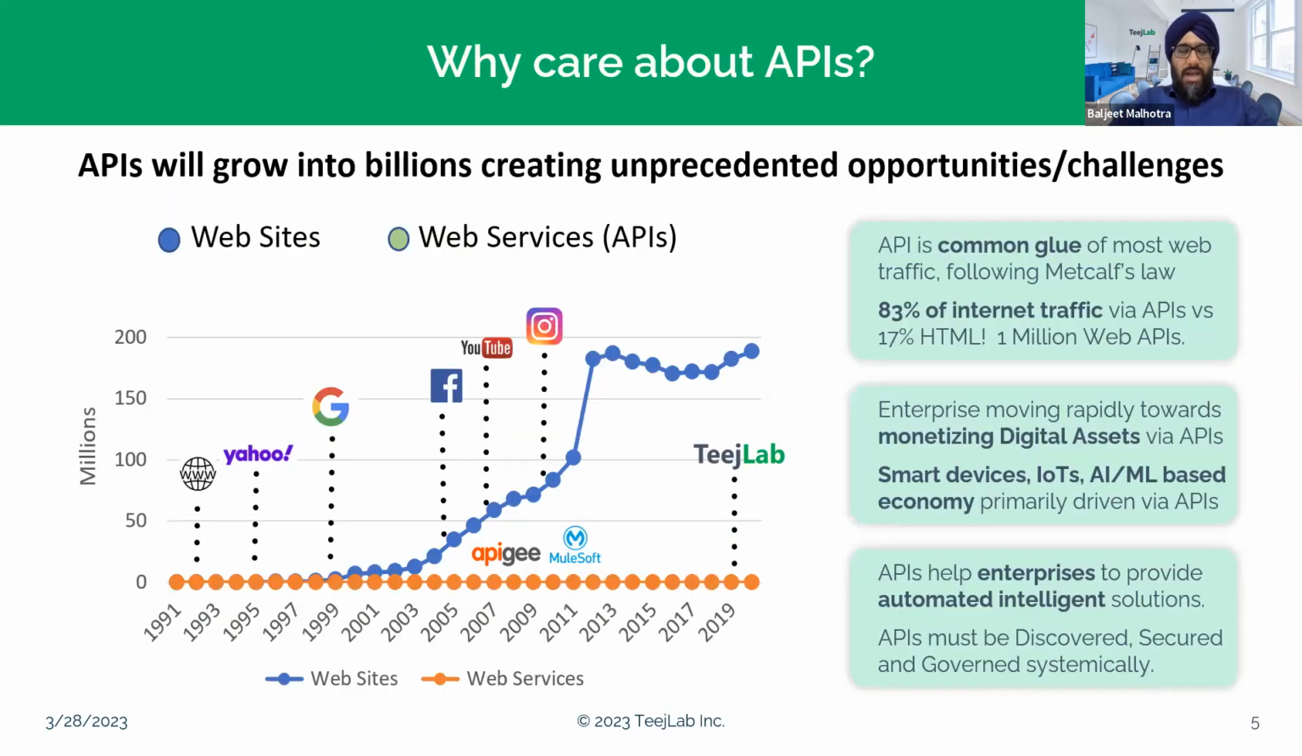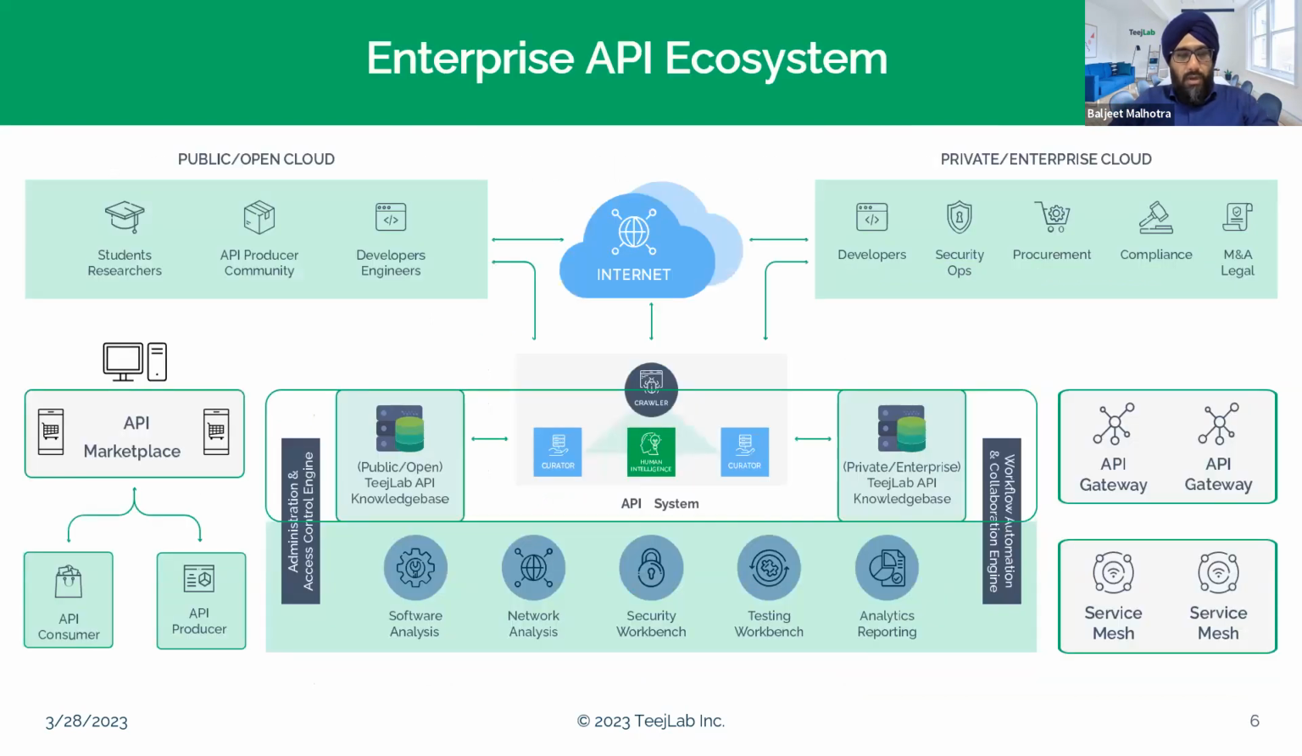Now, from this very high-level overview of the global ecosystem and how it is evolving, another pointer I want to highlight is that this 83% internet traffic is coming from enterprises, as you can imagine. So in theory, as enterprises build APIs and consume APIs built by others, this ecosystem will continue to evolve.